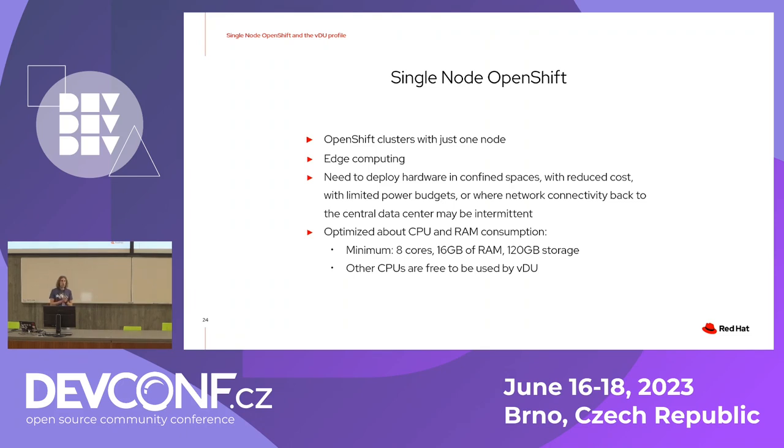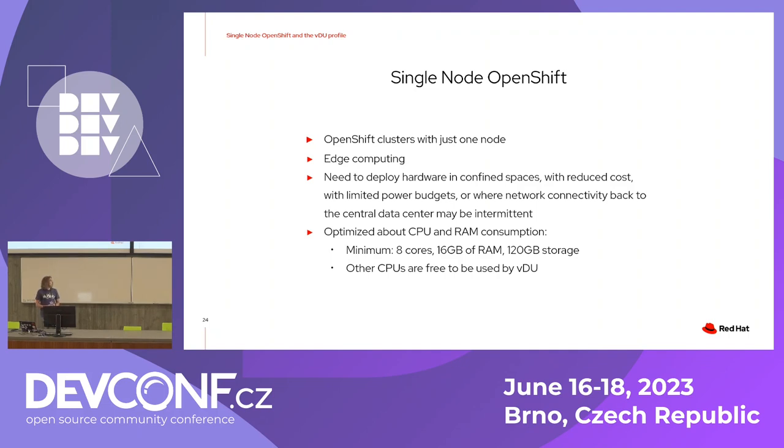Because in this distribution unit, we have to deploy hardware that is very confined to very small spaces with very reduced cost. Power consumption is very limited. Also, the network connectivity, etc. And again, single node OpenShift is optimized about the number of CPUs and RAM that is consumed. Why? Because the fewer CPUs that are used by OpenShift and the operating system, this frees more CPUs to run the vDU pods. If each vDU pod can manage one radio unit and you free more CPUs, you can manage more radio units at the same time. That is a lot of money for telcos.